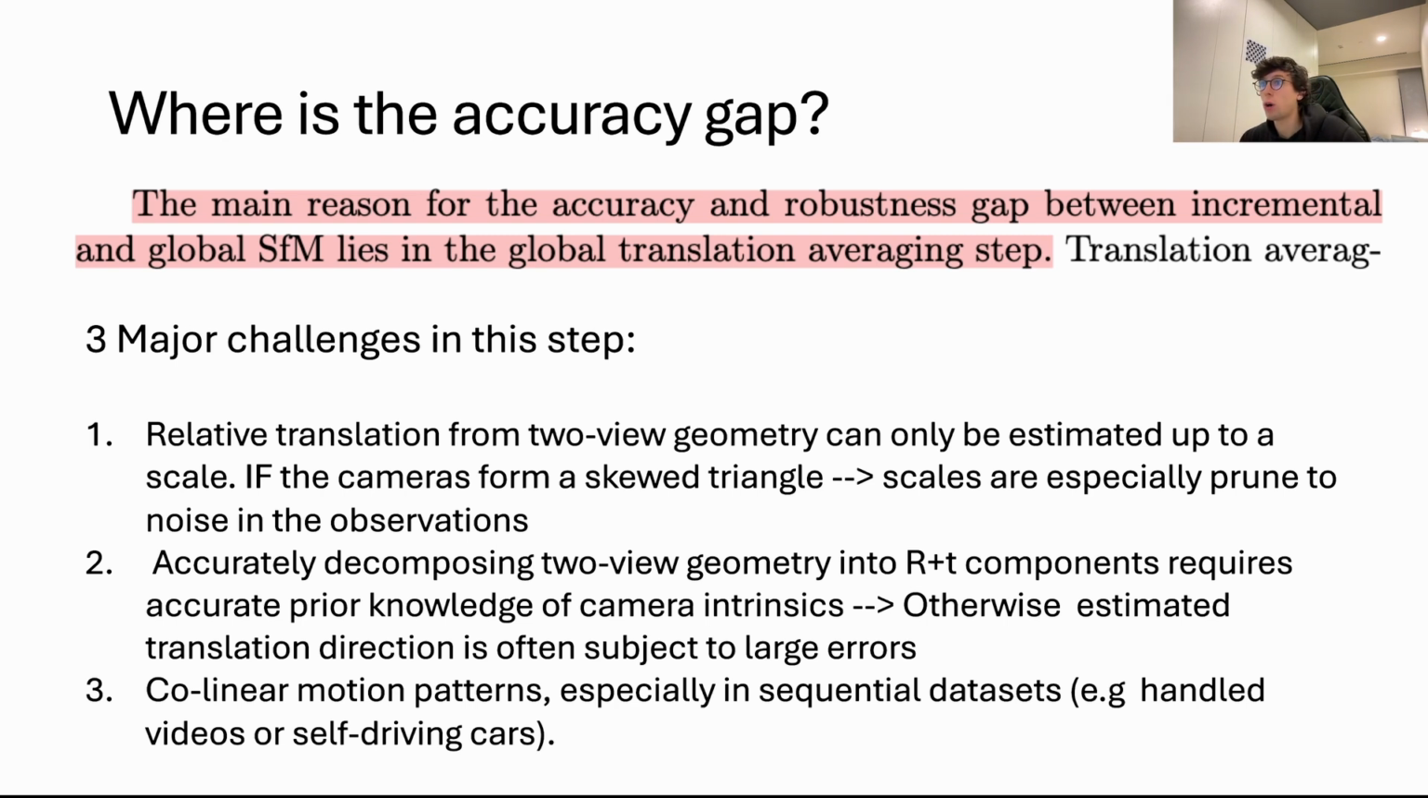Also, accurately decomposing the two-view geometry into rotation and translation components requires prior knowledge of the camera intrinsics. Otherwise, the translations are wrongly estimated or have a very large error. And then, especially with collinear motion patterns such as driving cars, self-driving cars, or videos as well, this is basically an ill-posed problem.